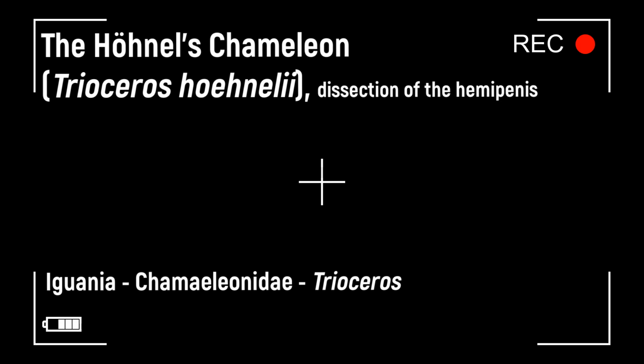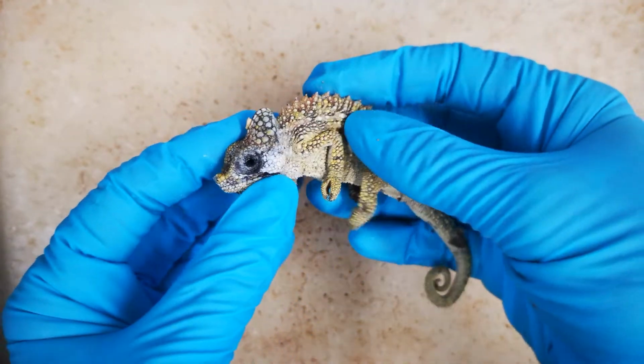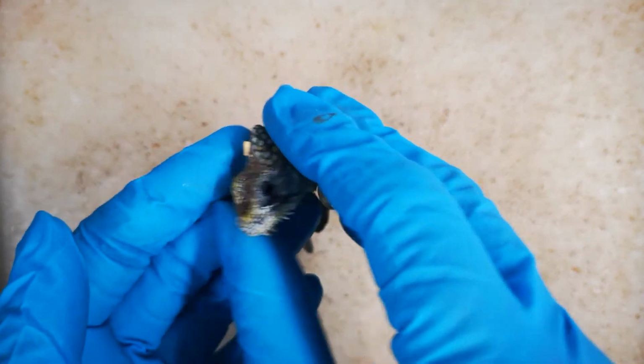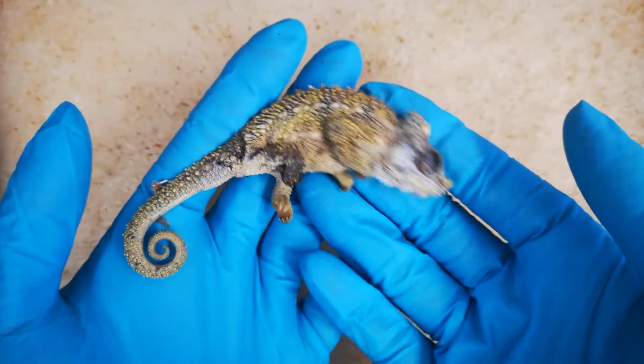A very important technique in reptile taxonomy is the preparation of the hemipenis. These are the reproductive organs of male squamates, which are always paired. Here, we will demonstrate this technique using an adult male Hoenel's chameleon, Trioceras hoeneli. Trioceras hoeneli is a small chameleon from Central Eastern Africa. Males can be identified by the pronounced hemipenial bulge at the base of the tail.